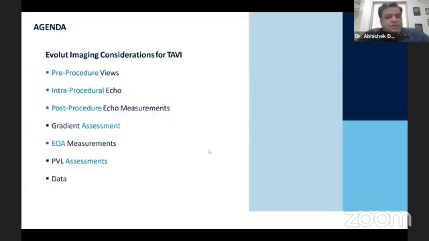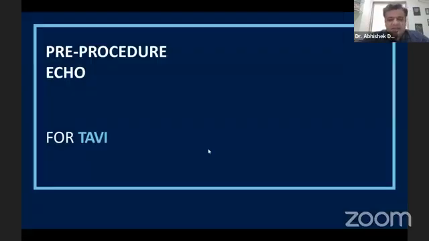So what we are going to do is see the procedure, what we see, and how the assessment of post-TAVI patients or post-AVR patients is different as compared to native AVR patients. Besides gradient measurement, effective orifice area, and PVL, we will be focusing mostly on PVL, because I understand most of our audience is very well acquainted with measuring the EOA and gradient assessment.